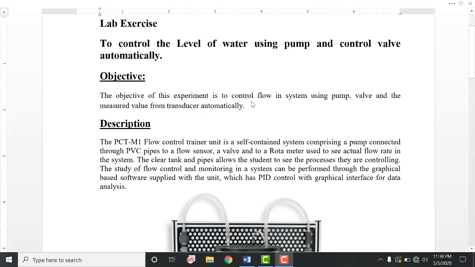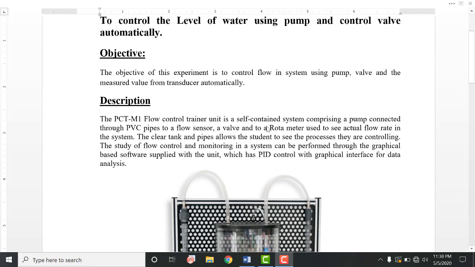The objective of this experiment is to control flow in a system using a pump, a valve and the measured value from a transducer, automatically. We have already installed our PID controller in the simulation, and on the basis of our set point and measured value we will control the level of water.